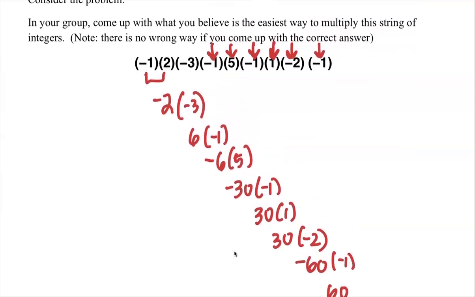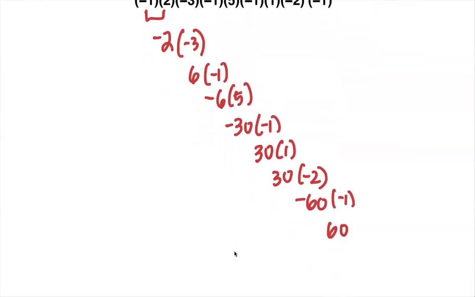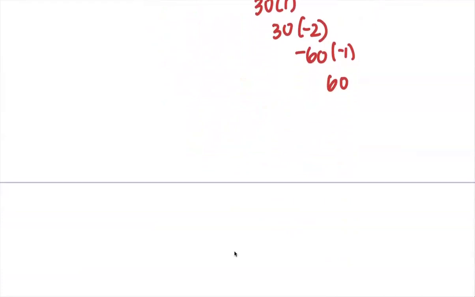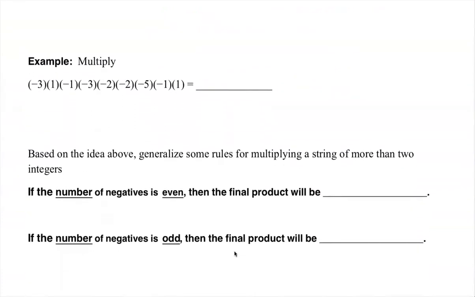Again, there are other ways you could have done this. You could have picked out all the ones and multiplied them together, knowing that that would be 1. You could have multiplied all the negatives together first and then gone back and gotten the positive. So what I'm showing is just one way. You might have done something different. If you got 60, you're there. There's another example for you to try.